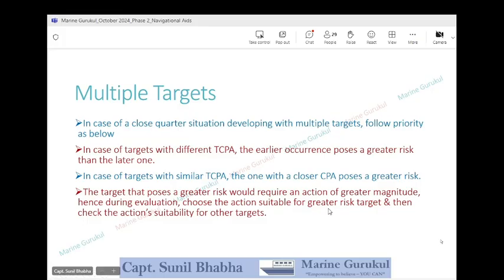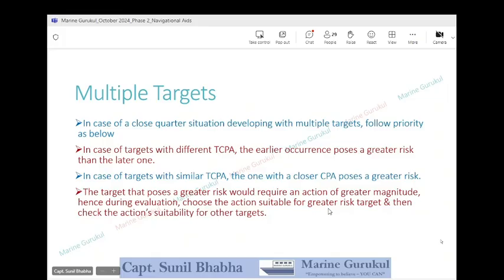Now, having understood a basic plot and having seen the method to predict the action to be taken by own ship, we are now ready to go into the questions involving multiple targets, more than one target. So this very nearly corresponds to the practical situations which we face on board. We may have multiple targets close to us and we may be required to take action following the ROR.